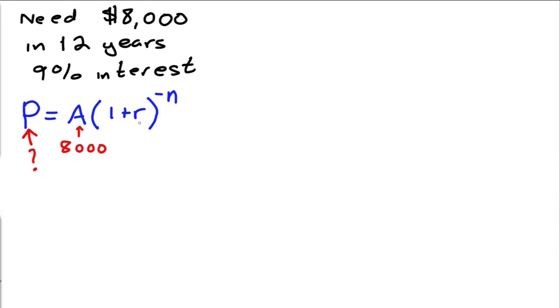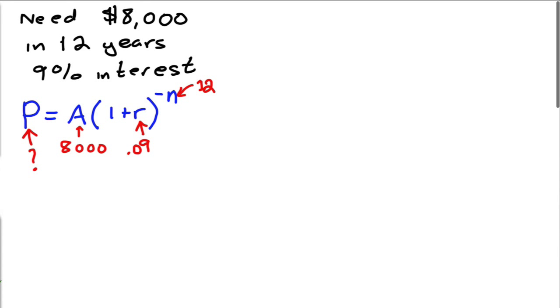And then we have 1 plus R. R is the interest rate, but in decimal form. So in decimal form, we take 9 and divide by 100, and that's 0.09. And N is the number of years. In this case, I want to invest for 12 years, so I'm going to plug in 12 into N.